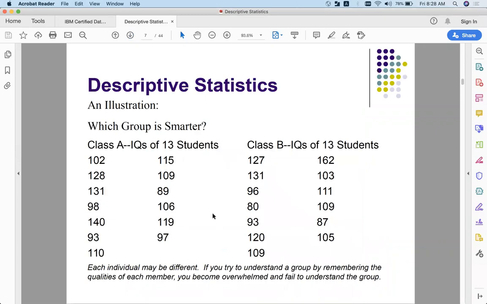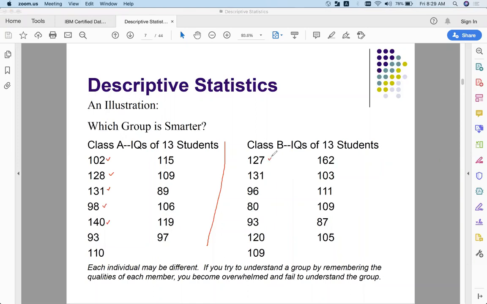So, can you guys answer this? Let's say a group of class A has got these marks. One person got 102, and then 103, and 131, 98, and 140. Class B also got some marks like 127, 130. Now, if I ask you which group is smarter, how will you answer this? From the perspective of descriptive statistics. I want you to think in terms of descriptive statistics because this is data given to you: class A IQs of 13 students, and class B IQs of 13 students.